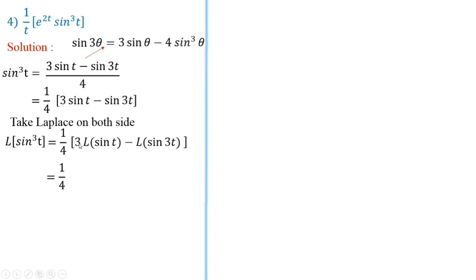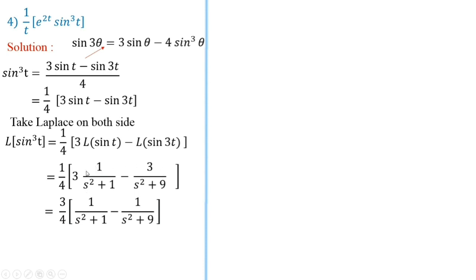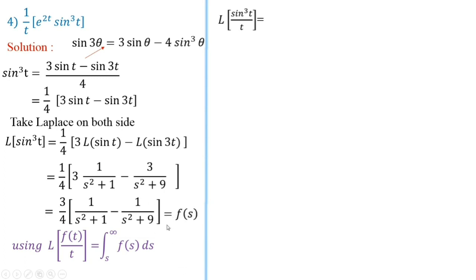1 by 4 into 3 into Laplace of sine t, which is 1 upon s square plus 1, minus Laplace of sine 3t, which is 3 upon s square plus 3 square, that is 9. This is equal to, taking 3 as common, 3 by 4 into 1 upon s square plus 1 minus 1 upon s square plus 9. Therefore, Laplace of sine cube t upon t is equal to, by using the division by t property, Laplace of f of t upon t is equal to integration from s to infinity f of s ds. Suppose this is equal to f of s.